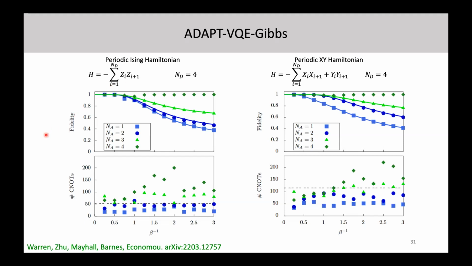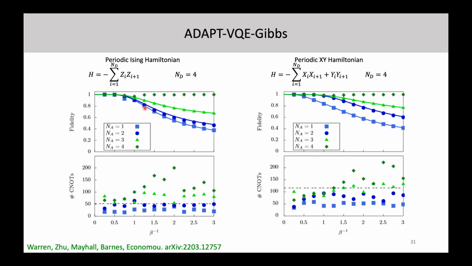Now, in order to prepare Gibbs states, in addition to our 4 data qubits, we need ancillary qubits in order to create mixed states. And in the extreme case, we needed an additional 4 such ancillary qubits to create a completely mixed state. But it's interesting to ask, can you get away with using fewer ancilla qubits, and can you still accurately represent the Gibbs state you're after?